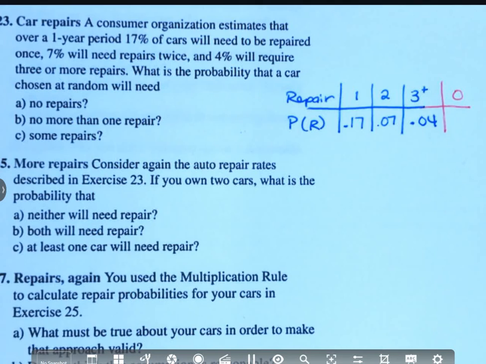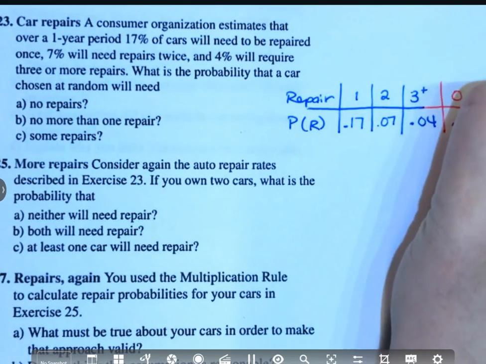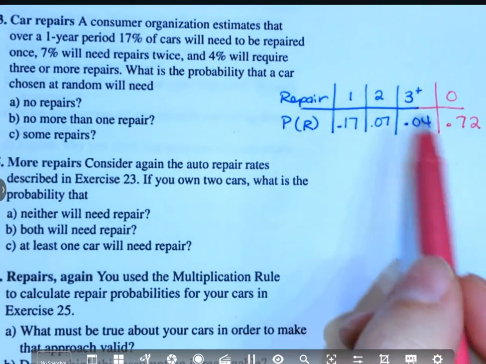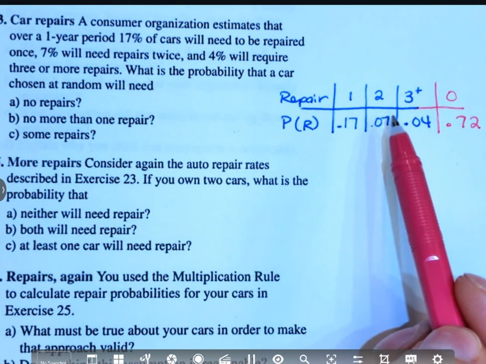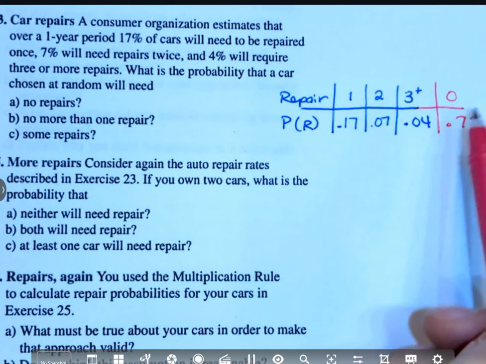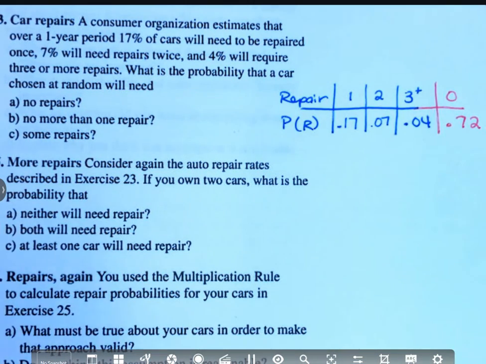So what is the probability of not needing a repair? 72% or 0.72. A lot of times what they'll do is they'll give you a certain set of choices, and then there's another category. Sometimes it literally is just other, to fill it out to 1.